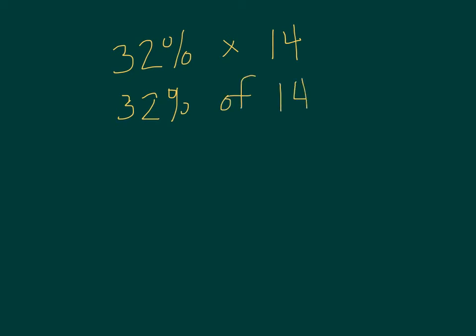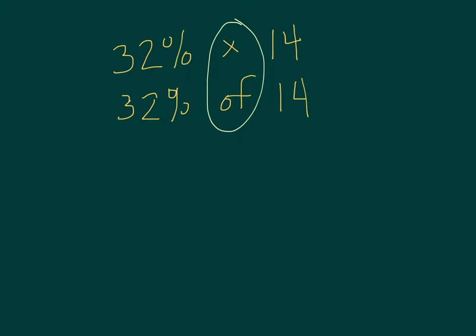The first problem that I'm going to do today is multiplying a percent and a whole number together. An example of this might be 32% times 14. And another way you might see this written is 32% of 14. Remember that the words of and multiply are really interchangeable in these problems, meaning that you can switch them in and out. So if you see 32% of 14, it really is the same thing.